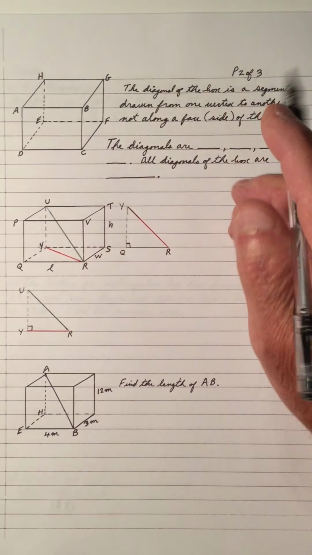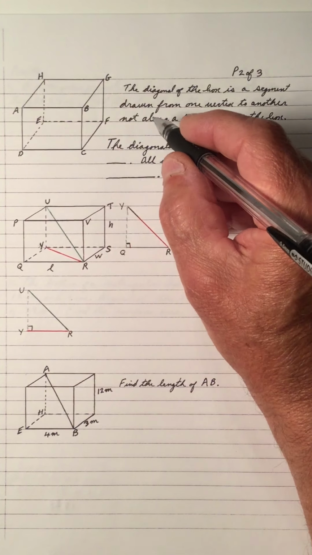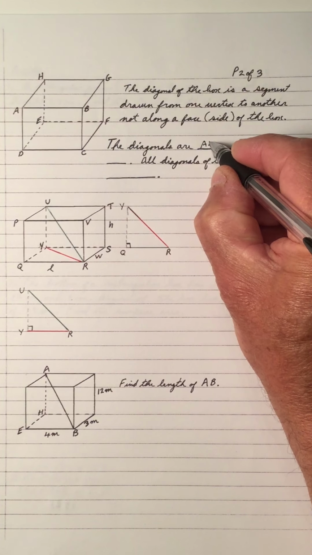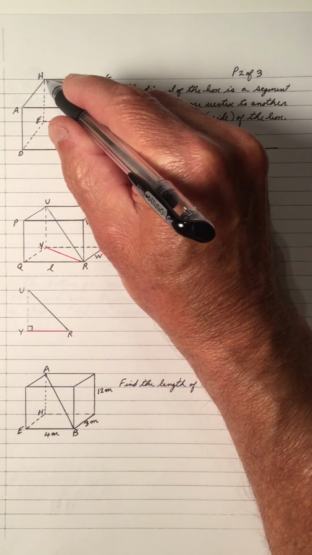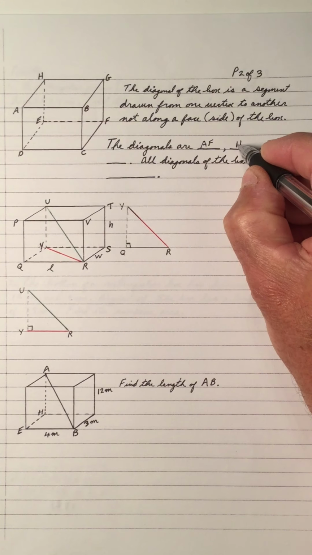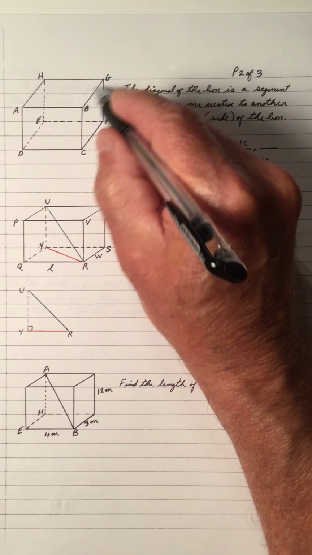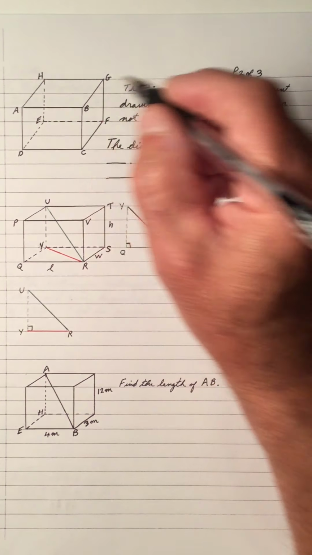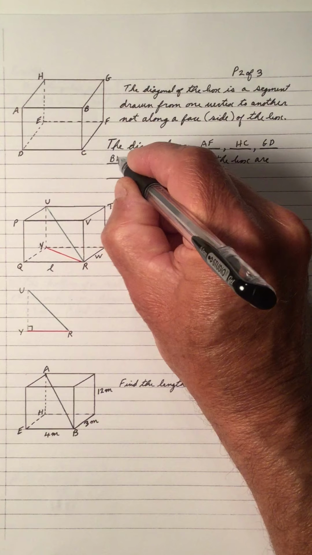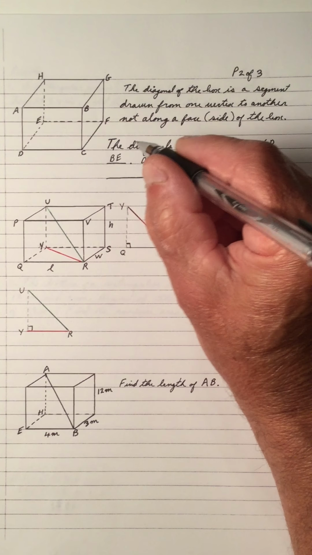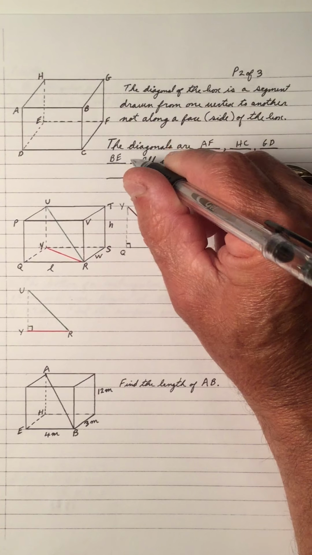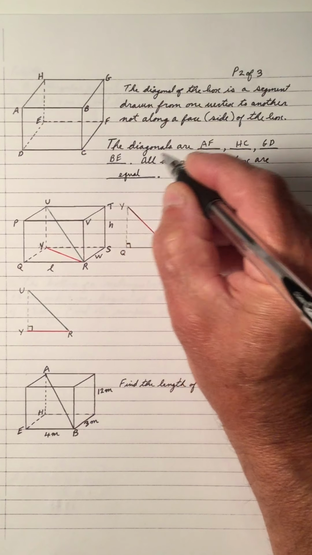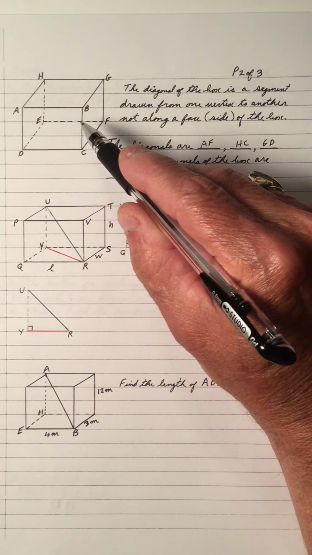The diagonals in this box could be A, F. We could also have H, C. It could be G, D. And it could be B, E. That's the four diagonals. And in this rectangular prism or box, all the diagonals are equal.